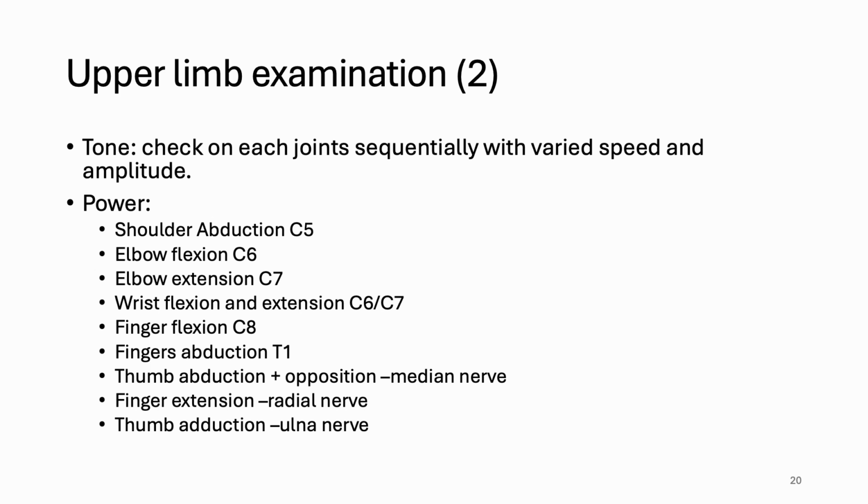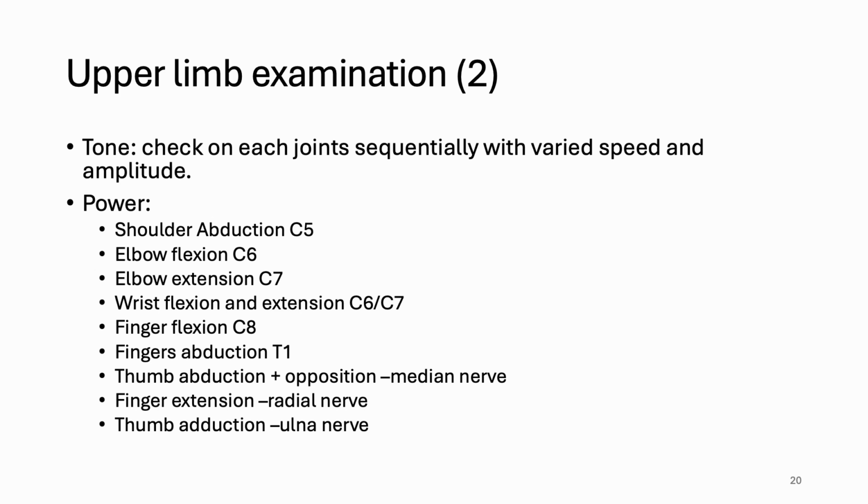Next, you will examine the tone of the upper limb. You should check both sides and compare each joint sequentially with varied speed and amplitude. To check the power in the upper limb, you should check for shoulder abductions, elbow flexions, elbow extensions, wrist flexions and extensions, finger flexions, and finger abductions. The corresponding myotomes are written at the side of the muscle groups.